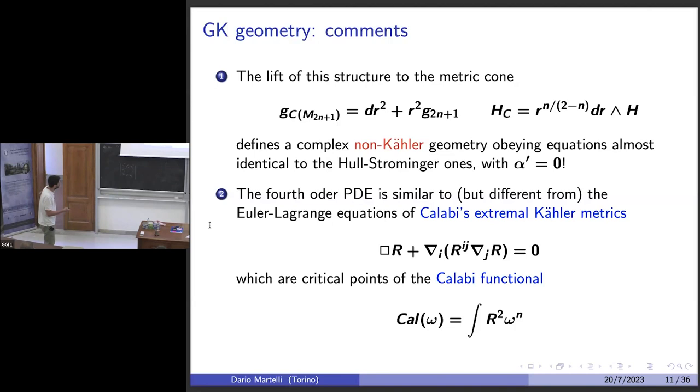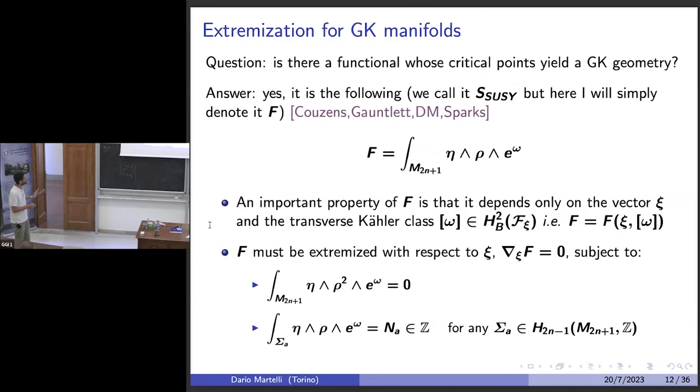Now, from the last comment, there is a natural question. Is there a functional whose critical points yield one of these new geometries that people introduced? And the answer is yes. And this was found in this paper about 3 years ago, something like that, with these collaborators. In that paper, we normally call it S-SUSY for reasons that it doesn't matter. Today, I mainly always call this function F. Some function F to be extremized, and here is what needs to be extremized.